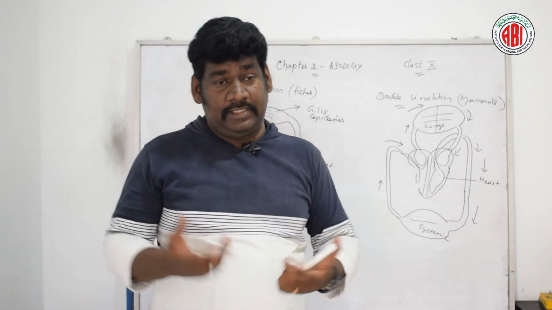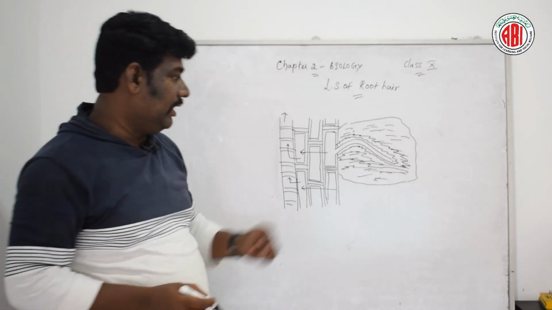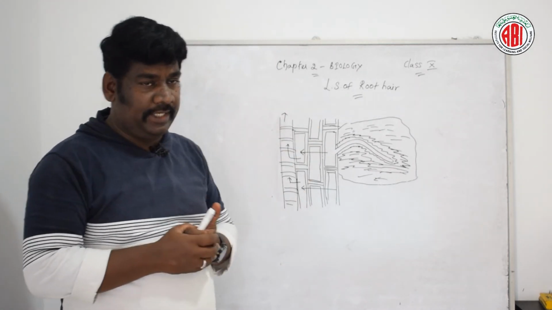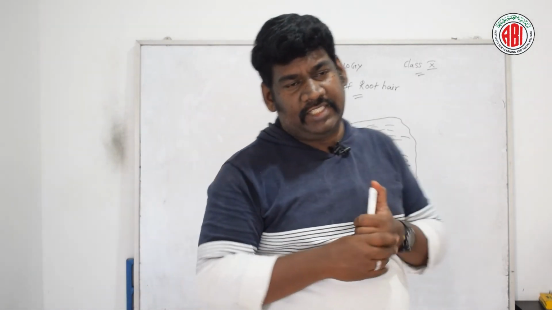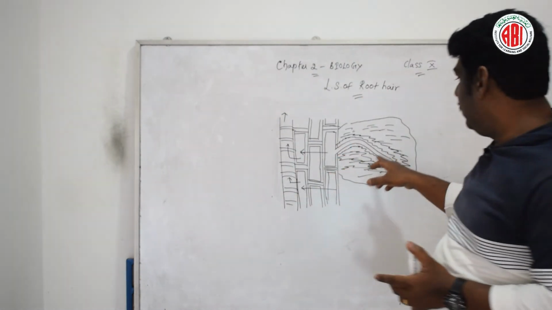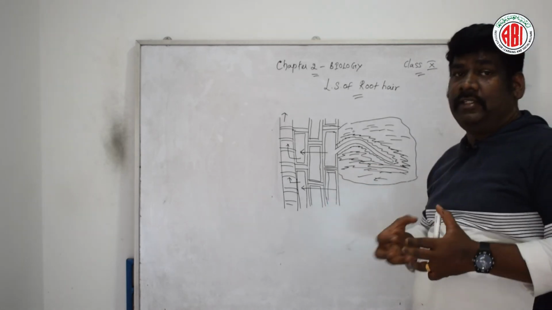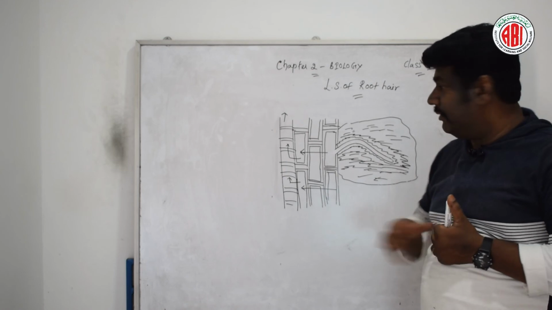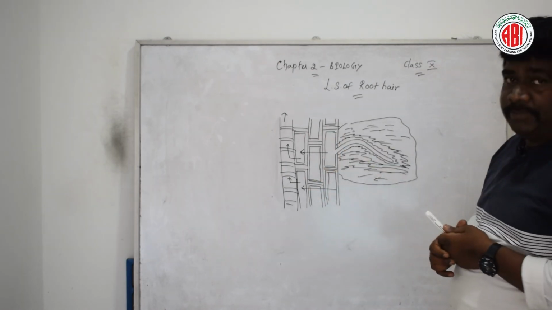Okay. Now let us discuss the next diagram. The next most important expected diagram is the LS of root hair, which shows the relationship of root hair and the soil water, how the root hair is involved in the absorption of soil water by the root pressure mechanism. So this diagram is also one of the most expected questions.